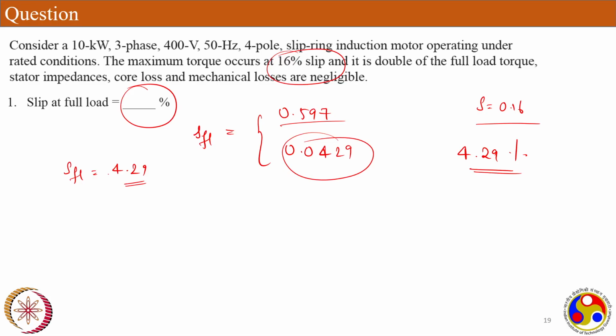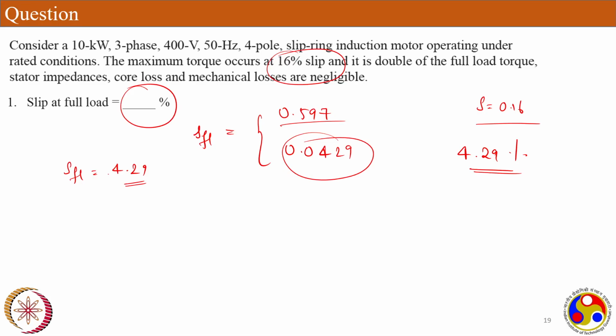And its maximum torque. So, what is the formula for maximum torque? Shaft output is the full load torque. You are asked the maximum torque. It's the fourth one.